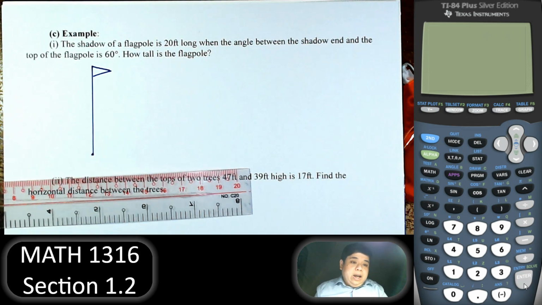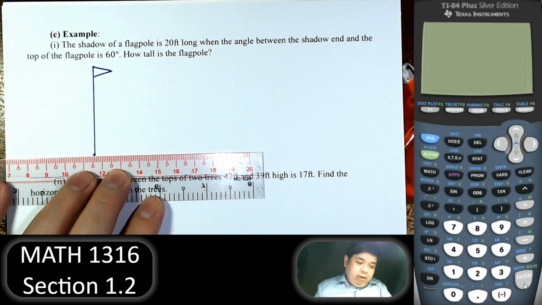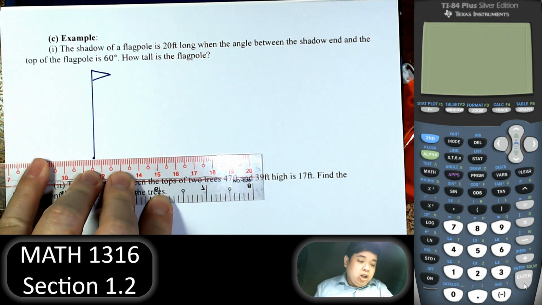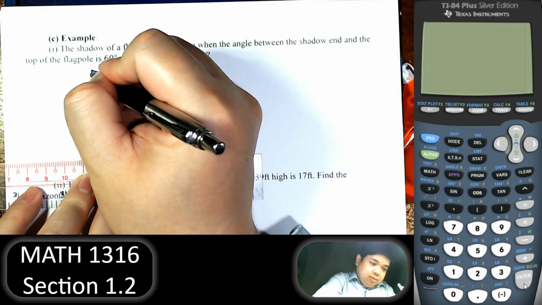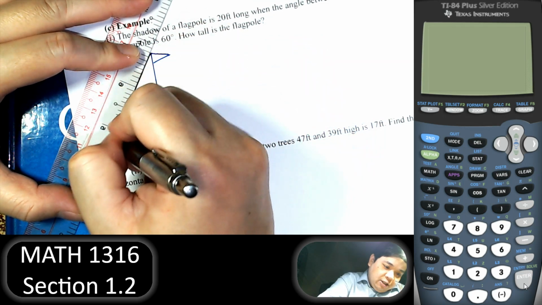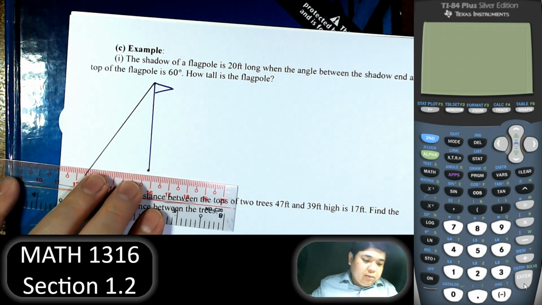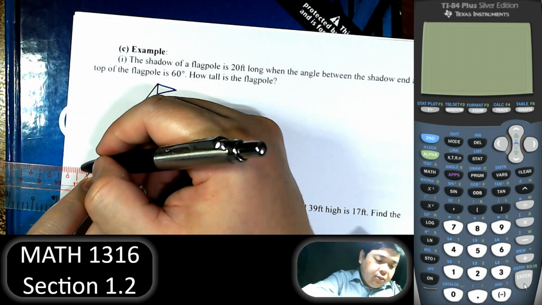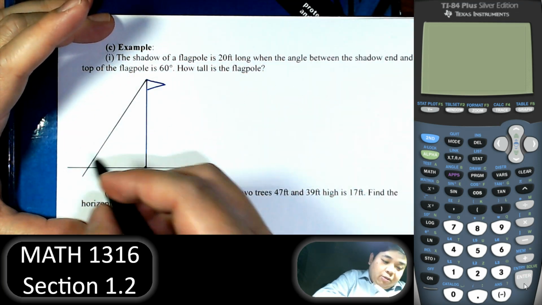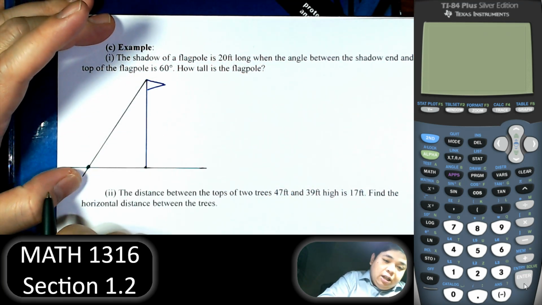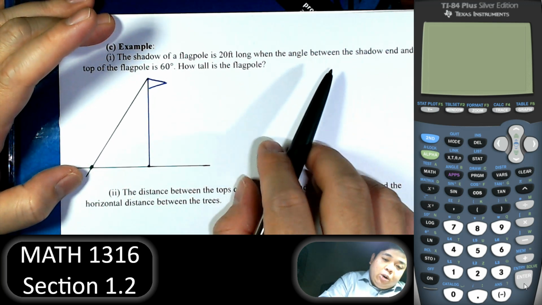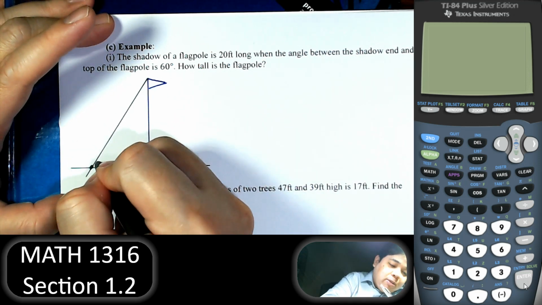The shadow is 20 feet, and the angle between the end of the shadow... So assume that it will cast a shadow, and it says from the end of the shadow here, the angle between the shadow end and the top of the flagpole, so we talk about this angle, is 60 degrees.